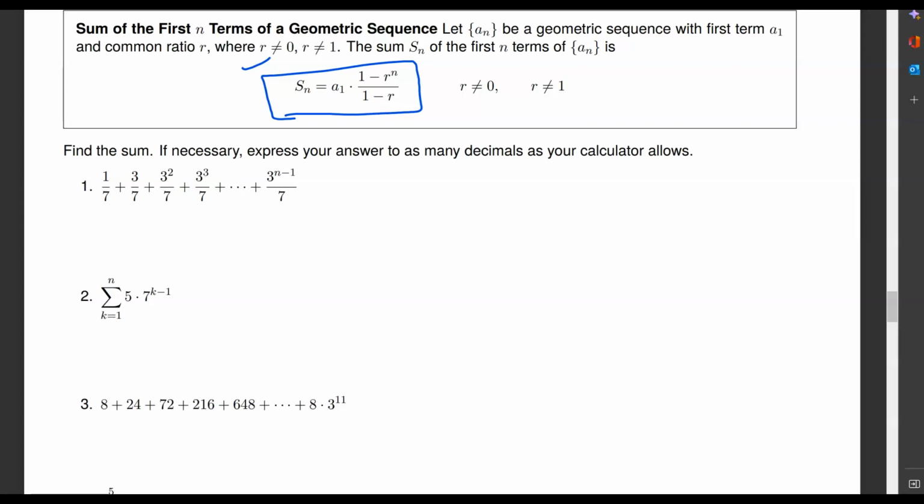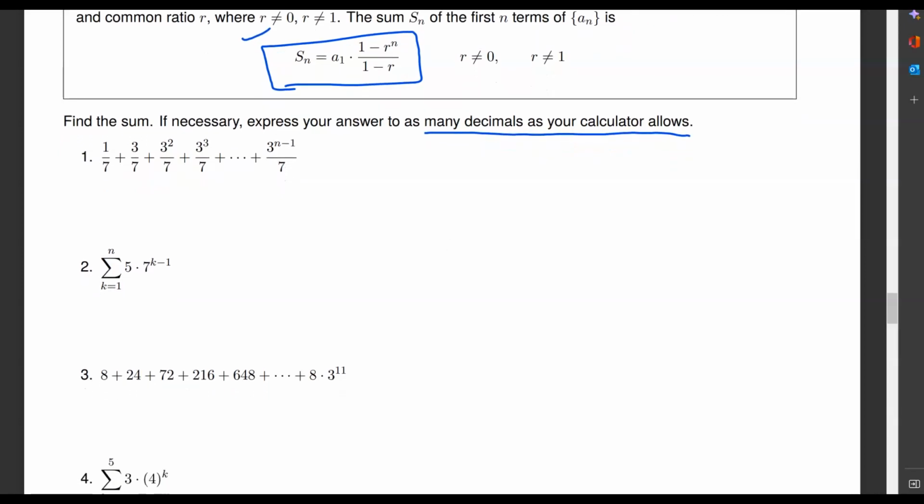So we want to find the sum. If necessary, express your answer in as many decimals as your calculator allows. So the first one is going to be a generalization since we don't know what the last term is. So the first two are going to be generalizations, and then we'll see some actual calculations towards the end for 3, 4, 5. So for the first one, let's just write out the formula first: S of n is equal to our original term times 1 minus r to the n over 1 minus r.